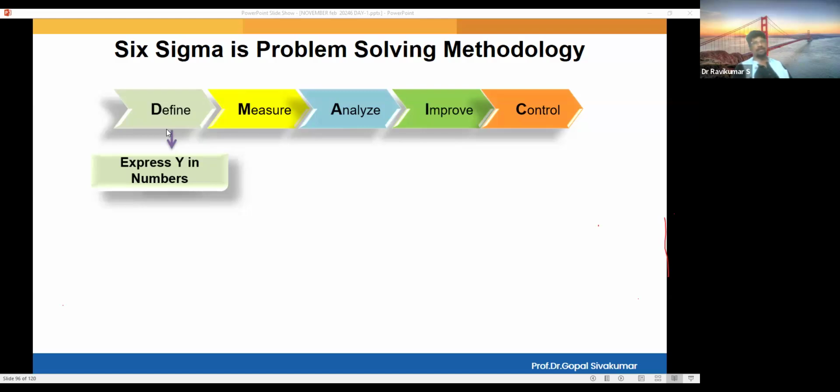When you take the problem to the top management, you must be able to express the problematic output in numbers. Where is the problem? The problem is in the output. The rejections are increasing, the defects are increasing, the variations are increasing. So obviously the profit, the turnover, customer satisfaction, everything drops down. That must be converted into numerical values. Then only it will be easy to understand.